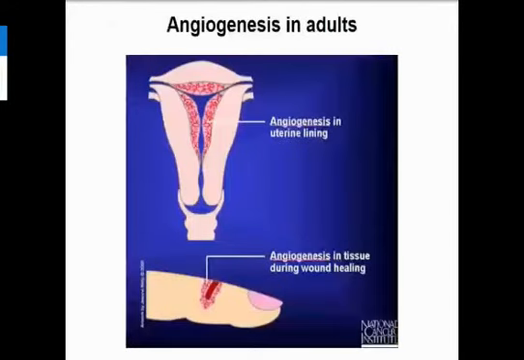So in adults, this angiogenesis is quite normal, so in the reproductive cycle, and also when we injure ourselves, the whole process of wound healing, we need to regrow that vascular system, so it's a VEGF driven process.